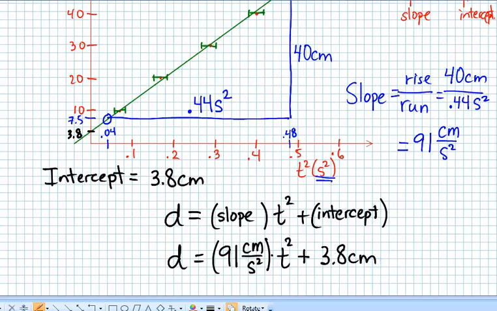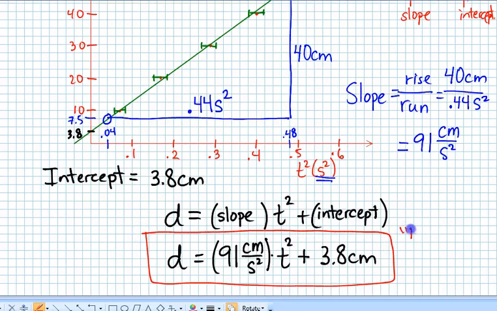Okay, so this equation here is the mathematical law that relates distance to time. Mathematical law for distance versus time. Okay, you could say something like the relationship between distance and time for a marble rolling down a ramp is d equals 91 centimeters per second squared times t squared plus 3.8 centimeters.